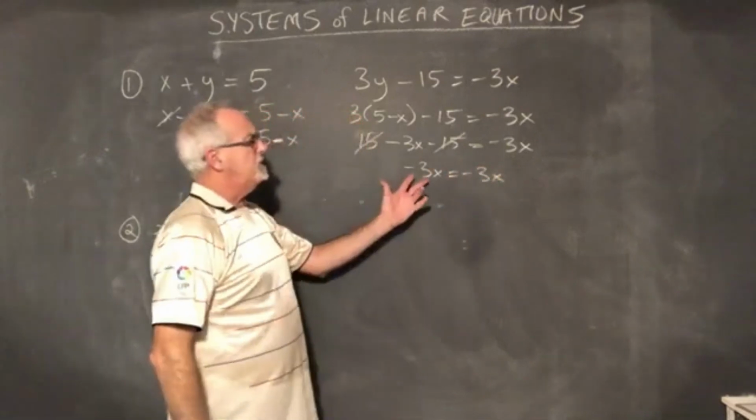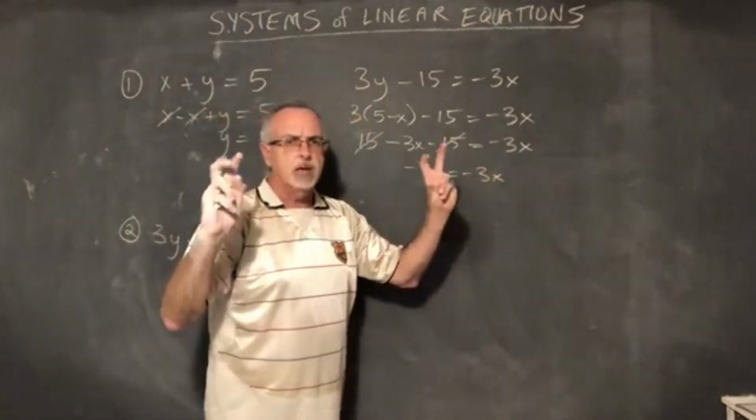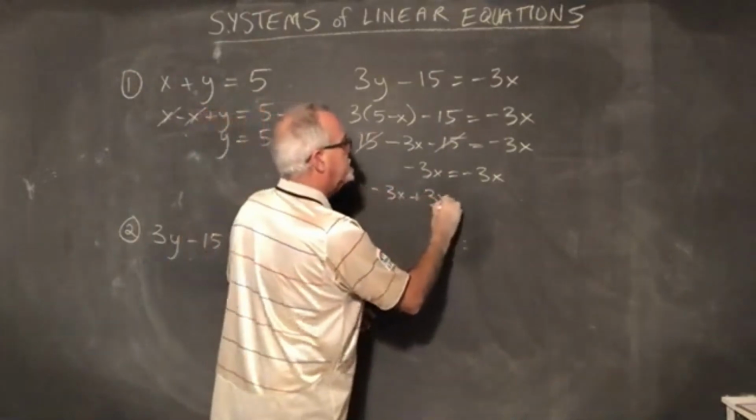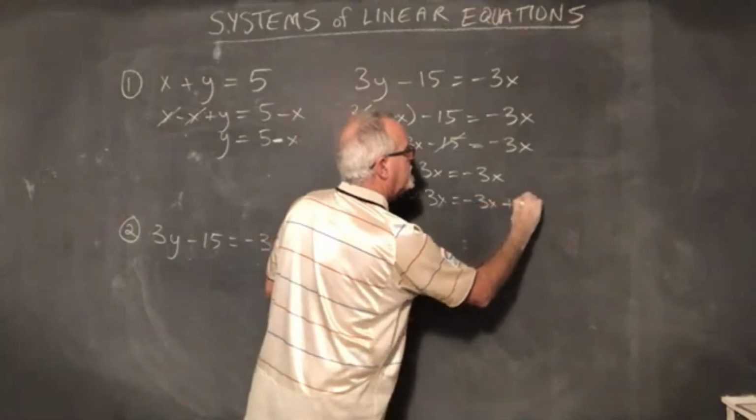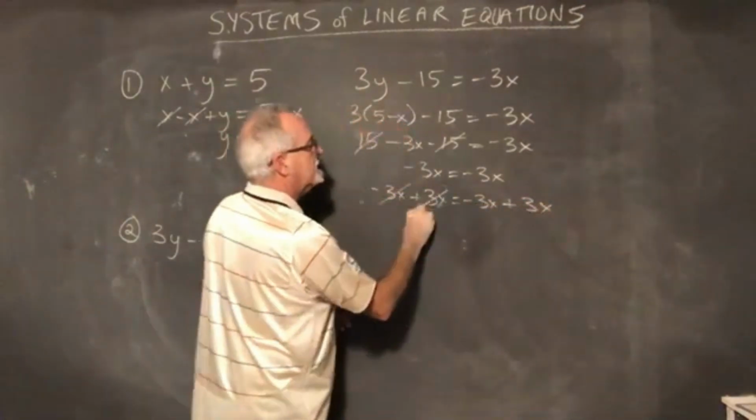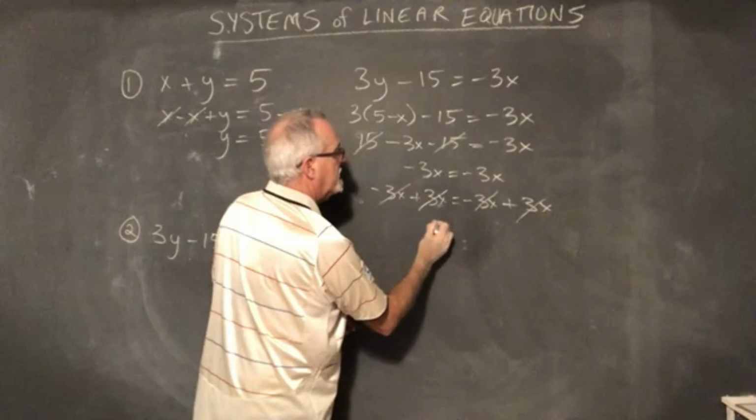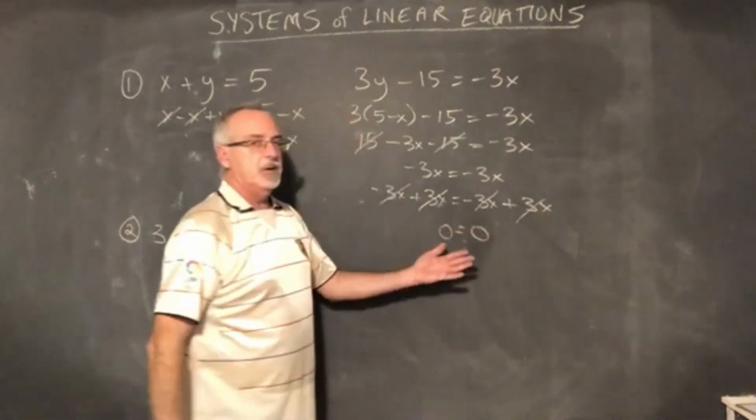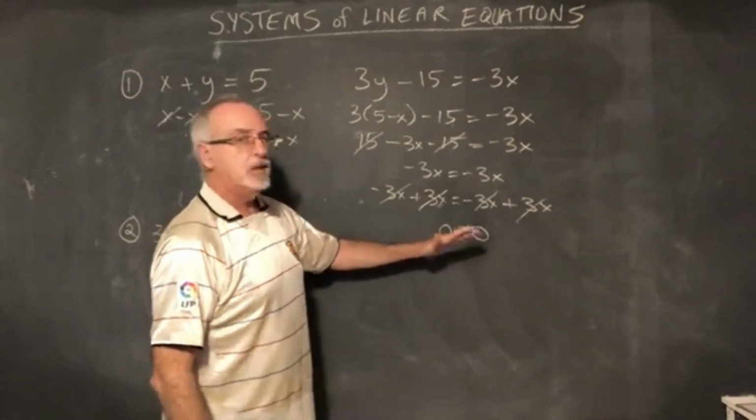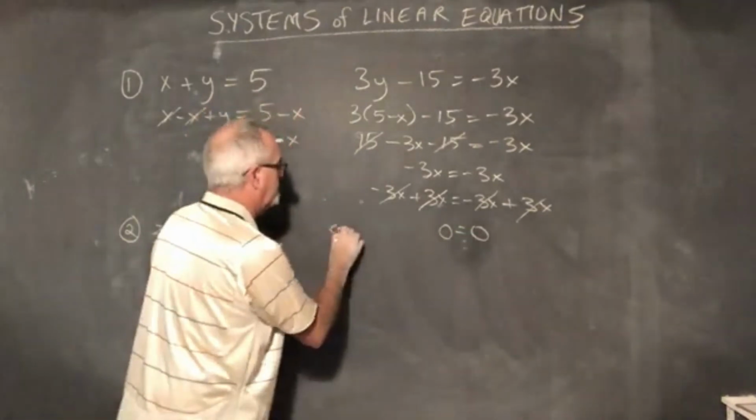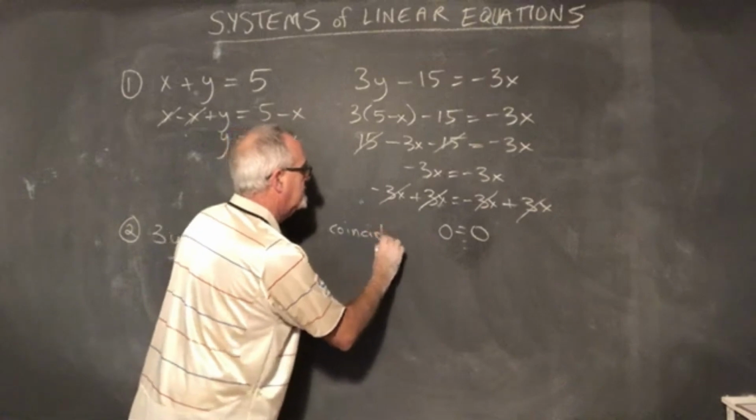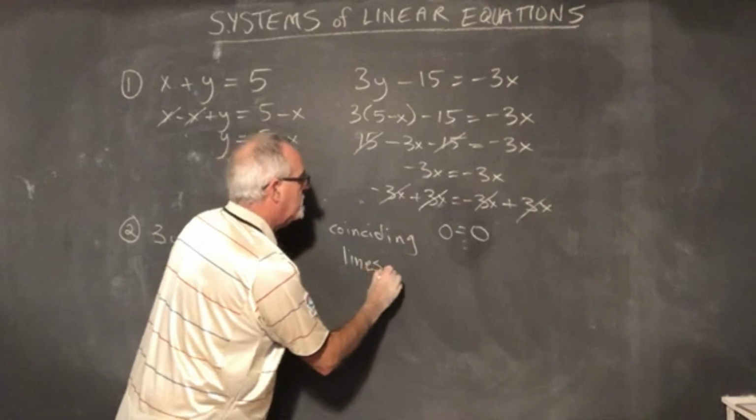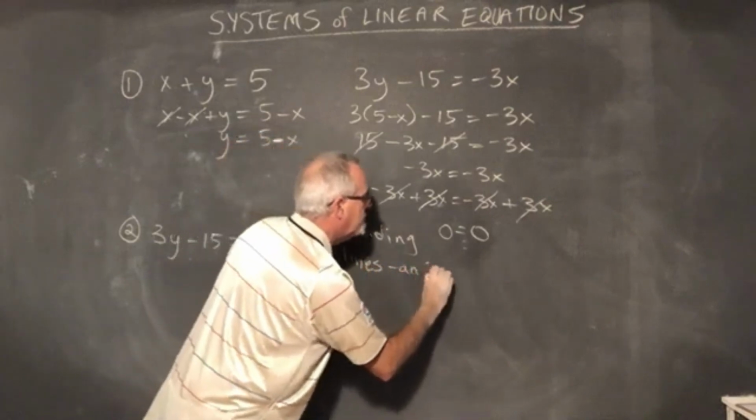What do I do when I want to move minus 3x to the other side in algebra? I add 3x to both sides. But these cancel, and so do these, and I end up with 0 equals 0, which makes sense. 0 equals 0 makes sense, and it tells me I have coinciding lines. Yes, it's worth the trouble and the time of writing it. Coinciding lines and an infinite number of solutions.